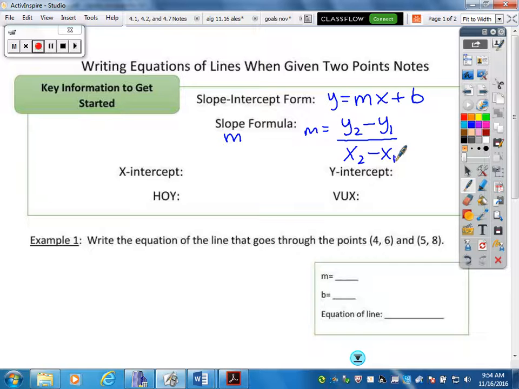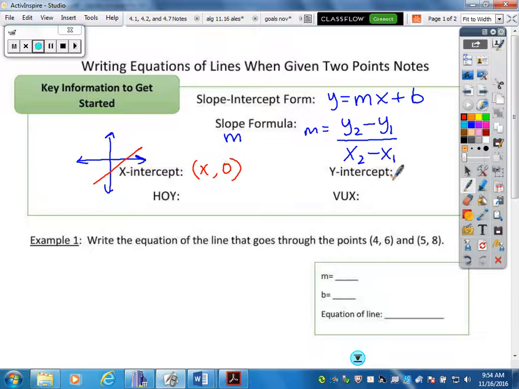Alright, we've got the keywords x-intercept and y-intercept. Remember the x-intercept, think about a coordinate grid. The x-intercept is where a line crosses the x-axis. So right here would be the x-intercept. And the y value is always 0 there. So whatever your x value is, comma 0, because the y value is always 0.